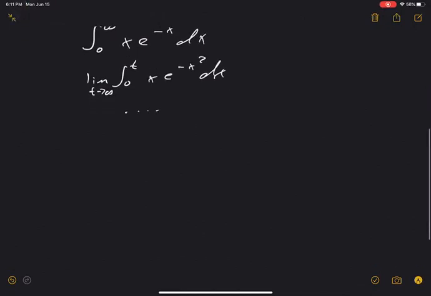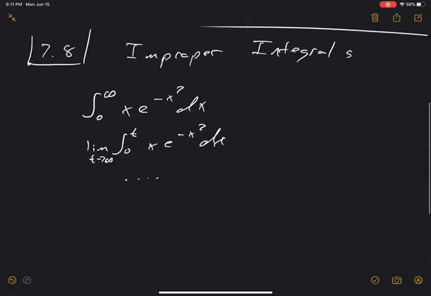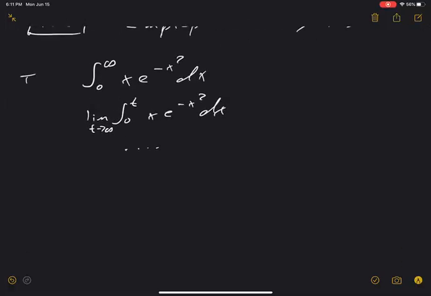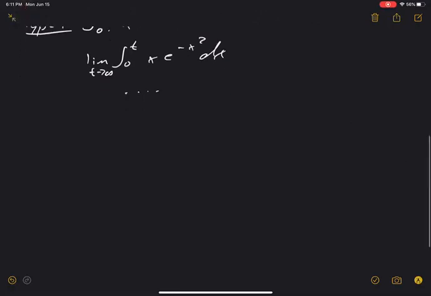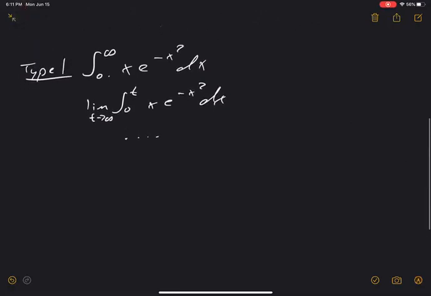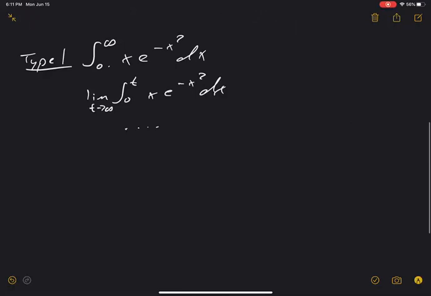I'm not going to go through every step. So just know how to do the standard type 1 integral, where we just have from 0 to infinity, with only one bound that's a problem. We also need to be able to deal with the case where we have infinity in both bounds, so maybe negative infinity to infinity.